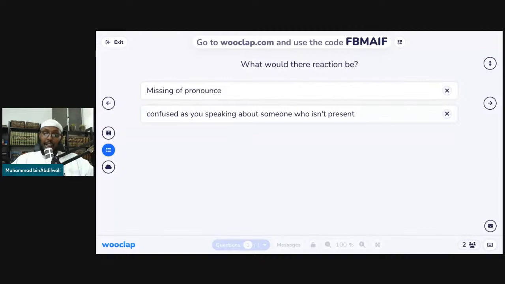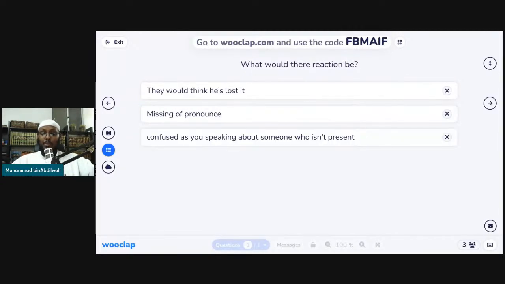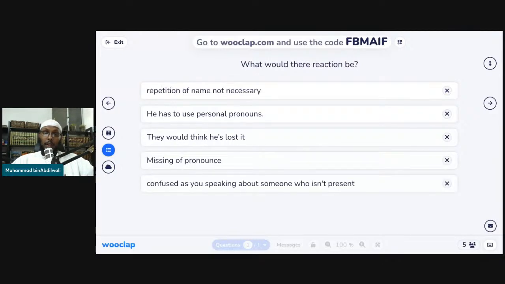Missing of pronouns. Yes, so this is what shows you the importance of pronouns. If it wasn't for pronouns, life would be very confusing. So when I said pronouns are very special, this is why. Number one, repetition of name is not necessary. So when I said Muhammad is tired, Muhammad's going to go to sleep is not necessary. But even more importantly, I'll give it to you in the simplest way possible.